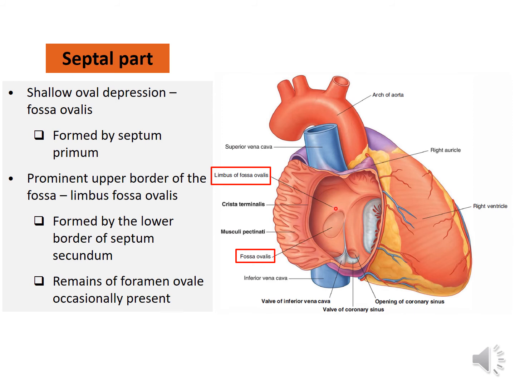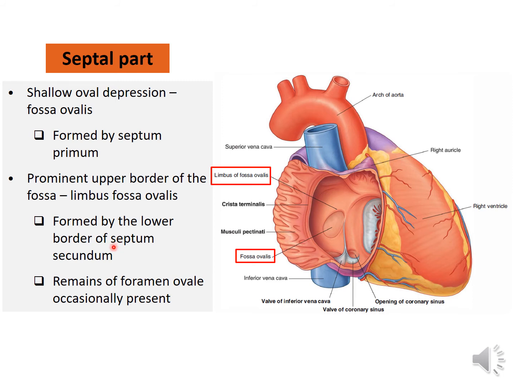There is an upper margin here. This upper border of your fossa ovalis is called the limbus fossa ovalis. It is spelled here, limbus fossa ovalis. This upper border of the fossa, the limbus fossa ovalis, is formed by the lower margin of the septum secundum. I will explain this even in the next slide.